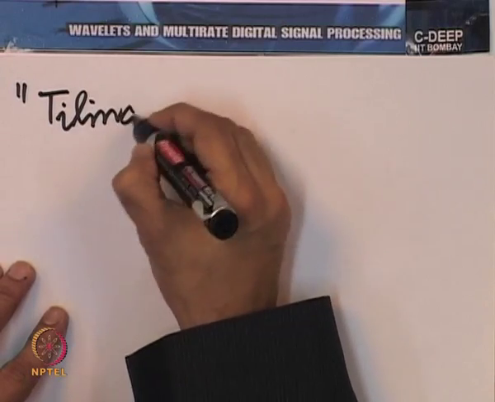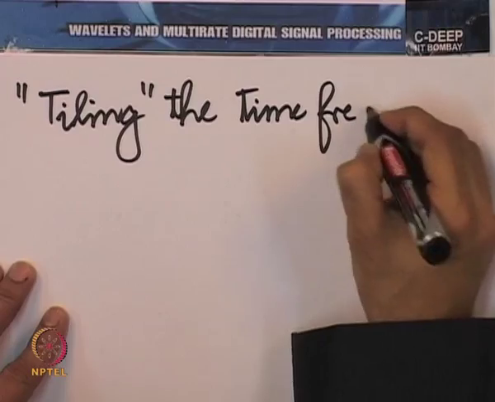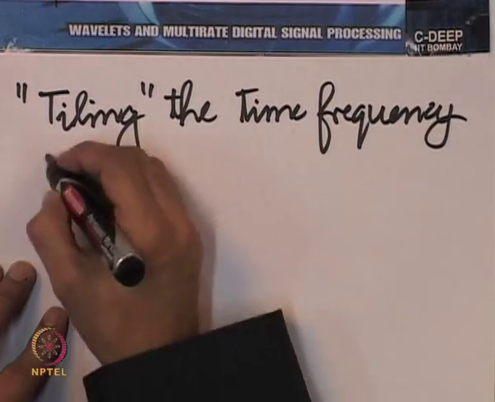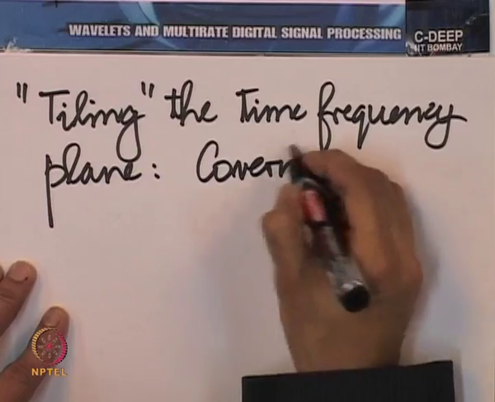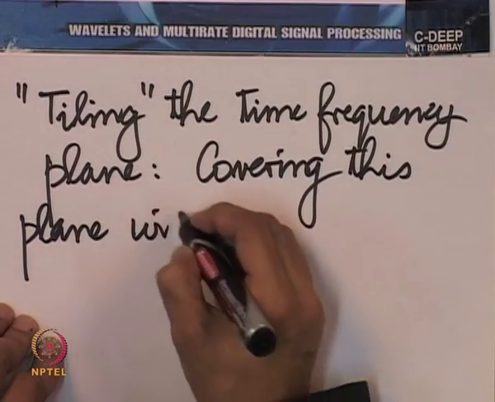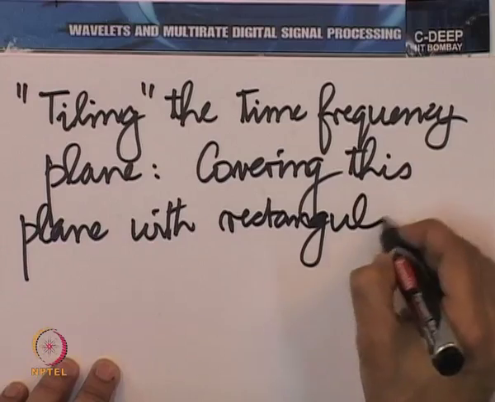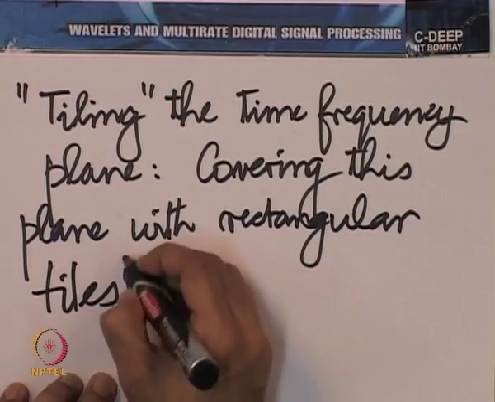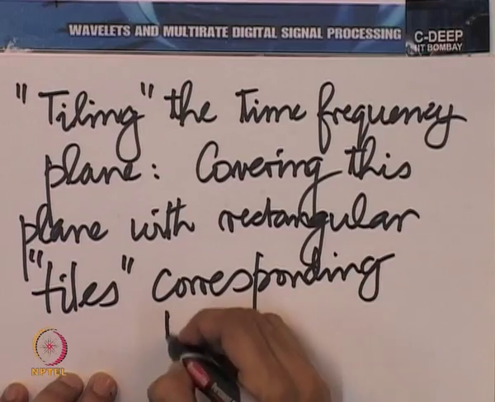Now, we can talk of what is called tiling the time frequency plane. It essentially means covering this plane with such rectangles, with rectangles corresponding to functions. In fact, I will say rectangular tiles corresponding to such functions.